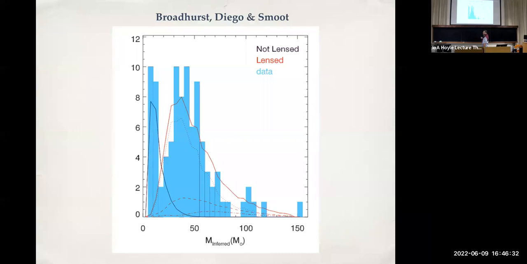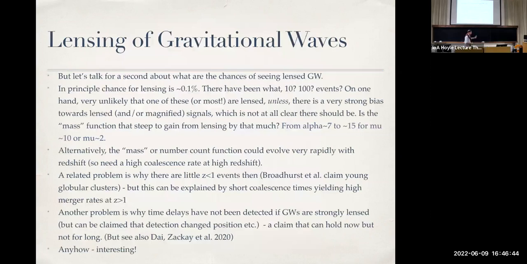but it could be the same population as we have in the Milky Way, but lensed, at higher redshifts, in distant galaxies. So this is one nice solution that they're highlighting. It has several problems, but it's still a very nice thought. One of the problems is that the mass function has to be so steep to gain so much from lensing that it doesn't make much sense.